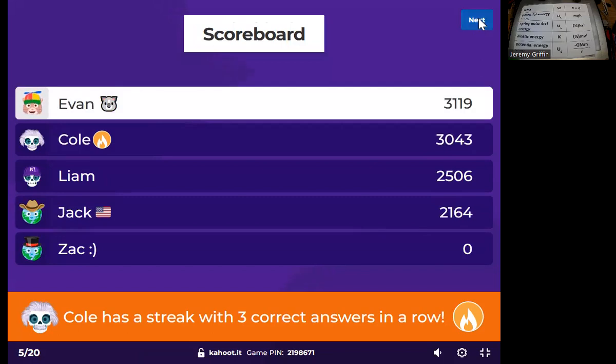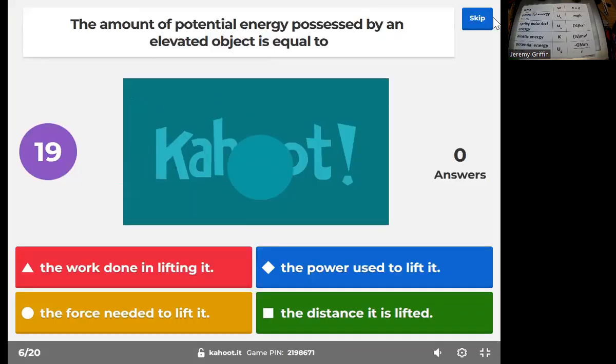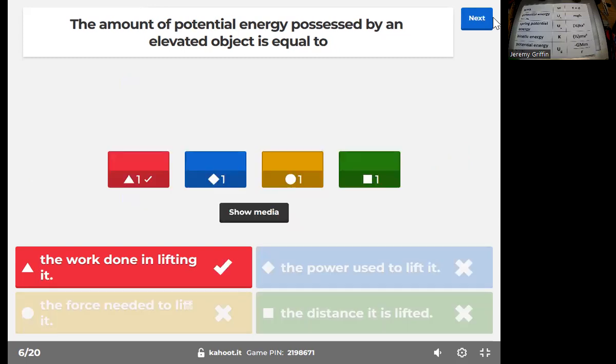All right, Cole's on fire. Evan's in the lead. The amount of potential energy possessed by an elevated object is equal to the work done lifting it. Right, so, okay.